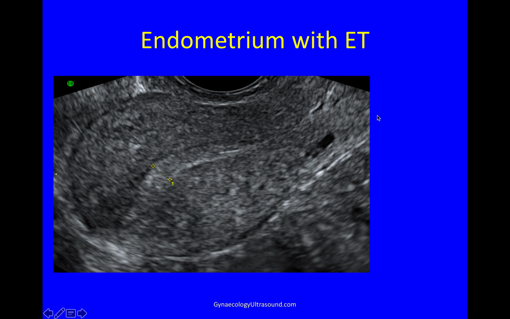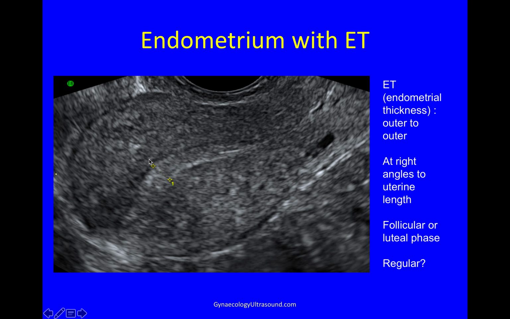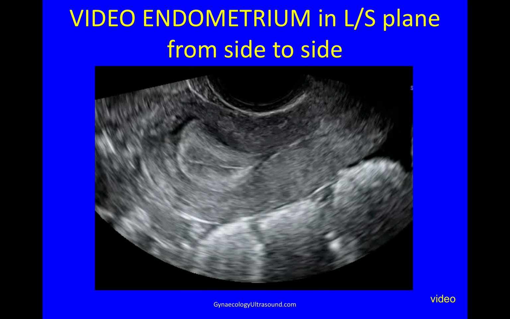Next, I'm going to look at the endometrium. So again, it's a longitudinal view of the uterus. The internal os is about there. You can see that where the bladder attaches, that's about the internal os. And then this is the endometrial cavity. And so what I need to do is measure the endometrial thickness from outer to outer at right angles to the uterine length. And then make a judgment. Is it in the follicular or the luteal phase? And is it regular? Is it normal?